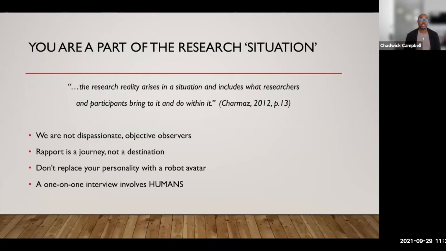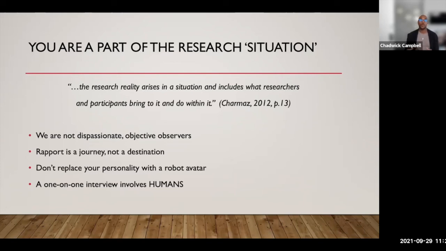I use constructivist grounded theory a lot, and one central piece of that is to recognize that the interview situation, so to speak, is made up of two people in a room together, two humans in a room together. And so Charmaz says the research reality arises in a situation and includes what researchers and participants bring to it and do within it. Important in that phrase is researchers and participants: you are in the room. You are part of creating the environment that the research is being conducted in.